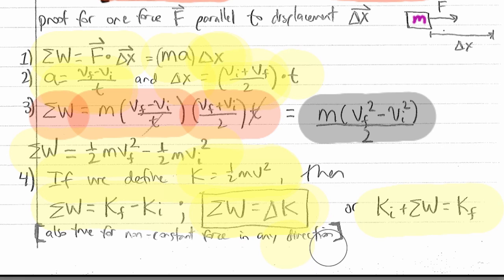Another way to write this is kinetic energy initial plus the net work you do is kinetic energy final. The work changes the kinetic energy. By the way, this is of course also true for a non-constant force in any direction. This will be true as long as you use dot products.